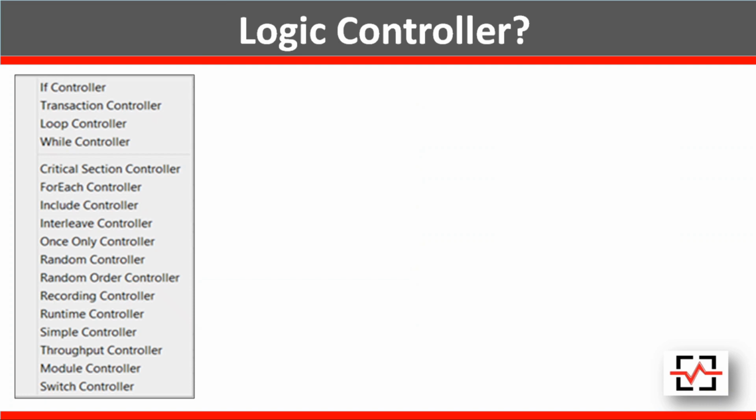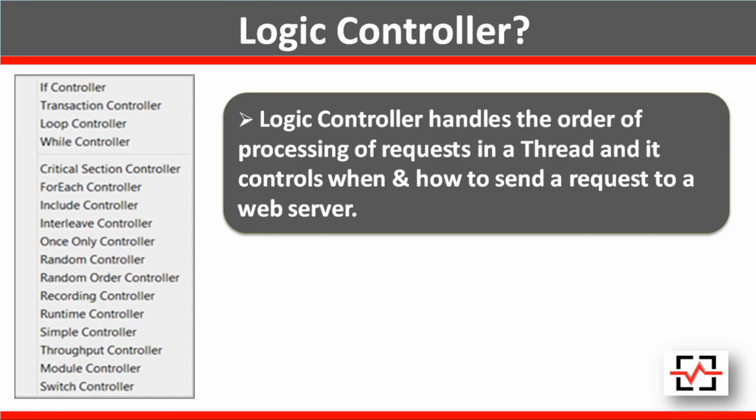The different logic controllers available in JMeter is displayed in this image. As the name says controller, the logic controller is used to control samplers, or you can say to control the requests. Logic controller handles the order of processing of request in a thread, and it controls when and how to send a request to a web server.